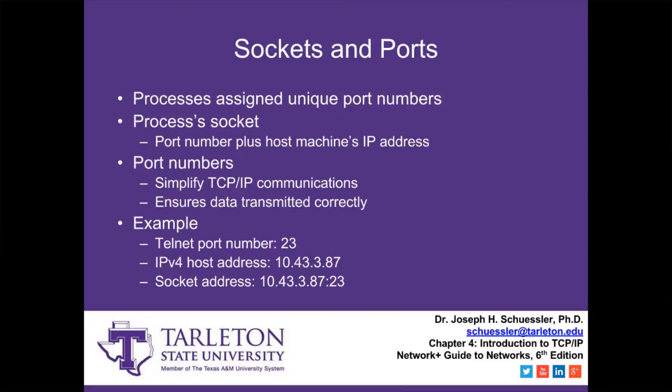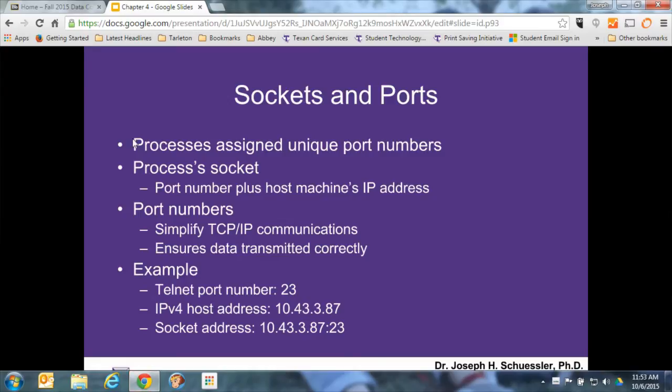Port numbers simplify the TCP/IP communications and ensure data is transmitted correctly. So for example, a telnet port is port 23, typically, unless you've changed it for some reason. There's not a good reason to do so, other than security. If an IP version 4 host address is 10.43.3.87, then a socket address is 10.43.3.87:23.